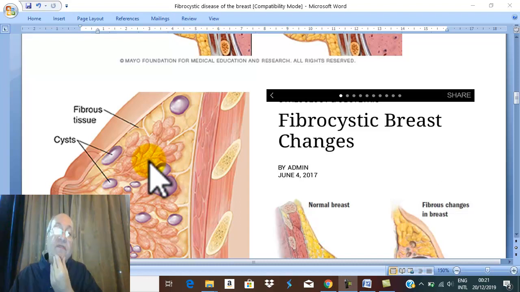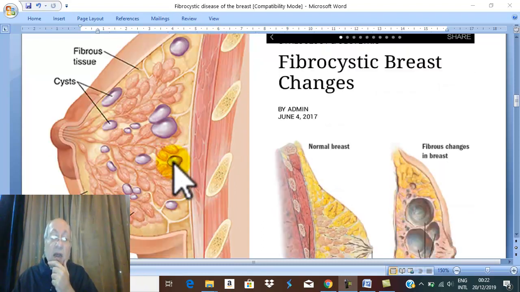What is the investigation for fibrocystic disease? No investigation is usually needed. It is a simple disease diagnosed clinically. If there are suspicious cases, as usual, digital mammography, ultrasonography, which will differentiate cysts from solids. Sure, ultrasound will show multiple cysts in this breast.